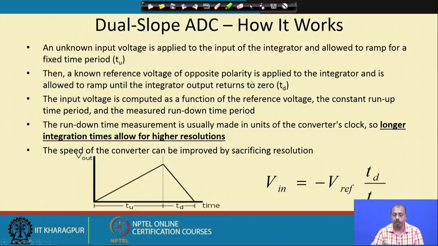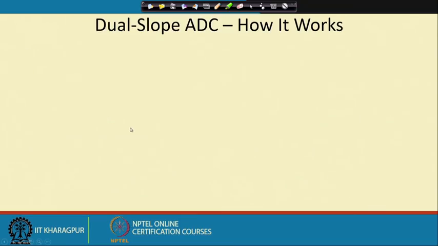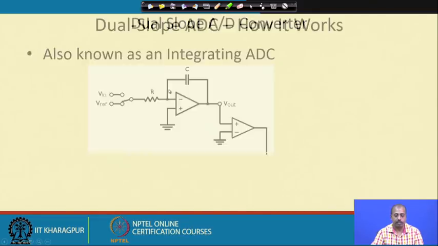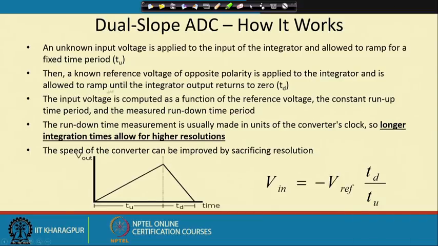Then a known reference voltage of opposite polarity is applied to the integrator and is allowed to ramp until the integrator output returns to 0. At this point this switch is taken down to the VREF position, and it is ensured that the polarity of VREF is the inverse of the polarity of Vin. Then the capacitor will start discharging. Because if Vin is positive, VREF is negative, so it will start discharging. Depending upon the value of VREF and the amount of charge this capacitor has, it will take some amount of time to get discharged. So, a known reference voltage of opposite polarity is applied to the integrator and is allowed to ramp until the integrator output returns to 0. This is the time TD.